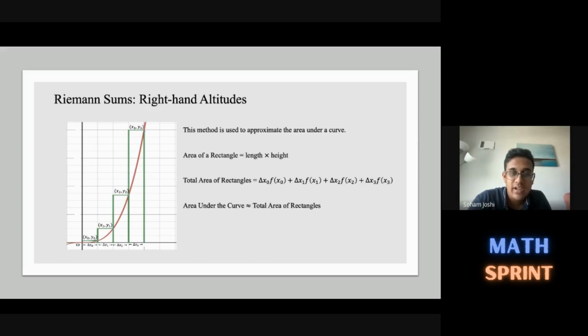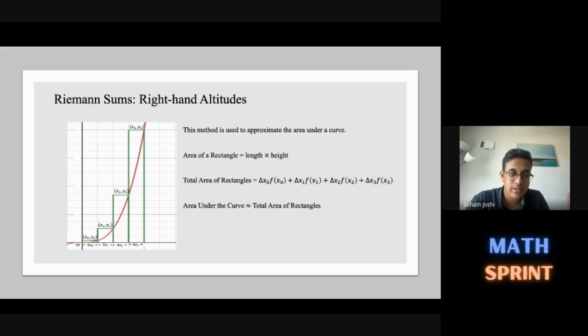So let's find the area of the first rectangle, that is the smallest rectangle. First, we find the width of this rectangle. The answer is delta x0. Then we find the height of this rectangle, which in this case is the y-coordinate of the top right corner of the rectangle. That is y0. So we multiply these two values together. Delta x0 into y0 is the area of this small rectangle.